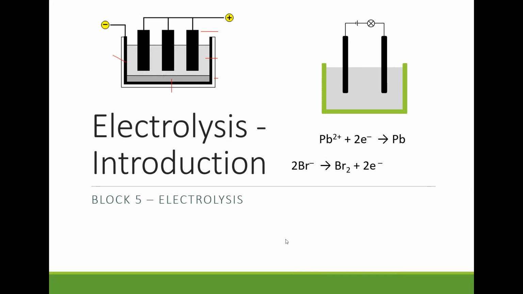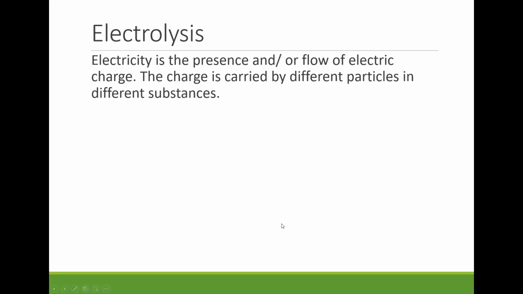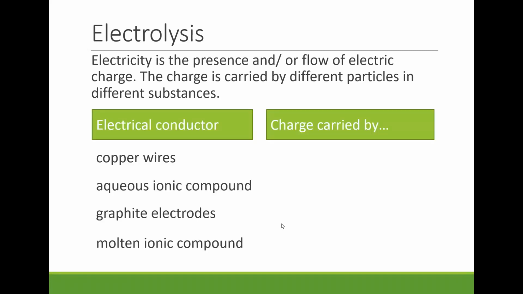Before we start on talking about what electrolysis is, we're going to start talking about electricity. So, what is electricity? Electricity is the presence and/or flow of electric charge, and the charge is carried by different particles in the different substances. And here we've got four different substances, and we're going to think about what particles are actually carrying the charge. All four of these we'll be using or coming across in the topic of electrolysis. So let's have a quick look through them.